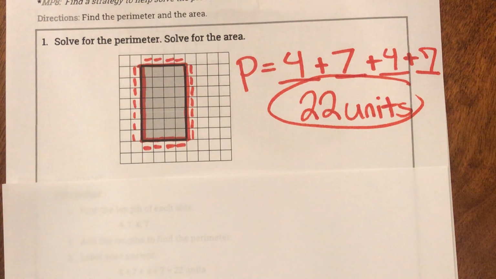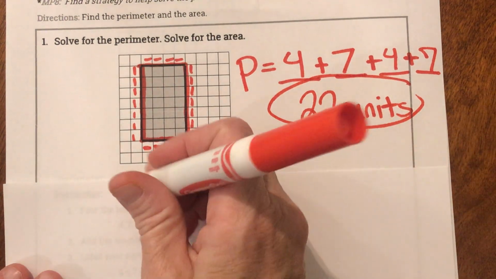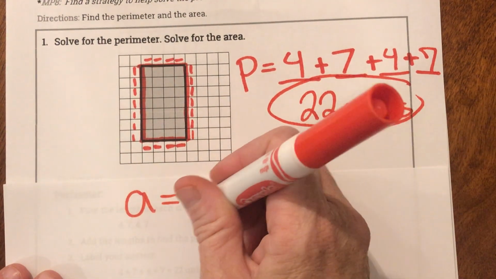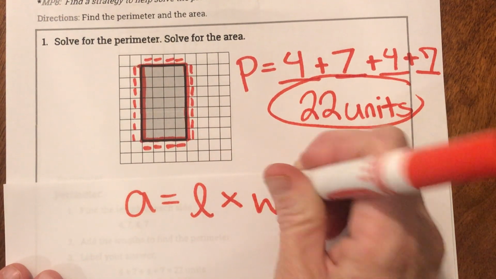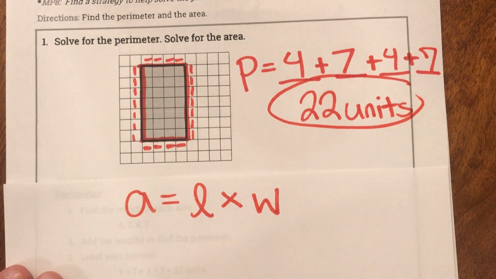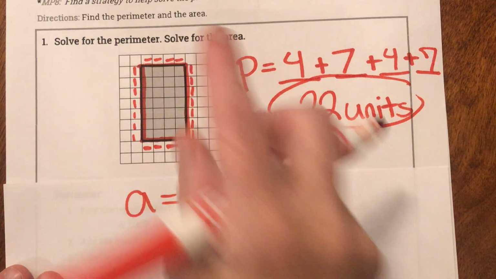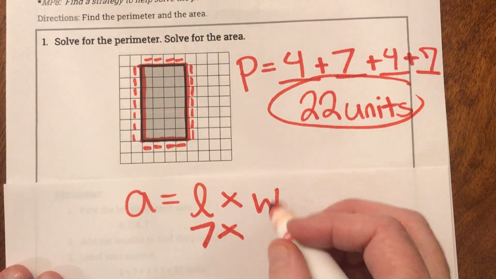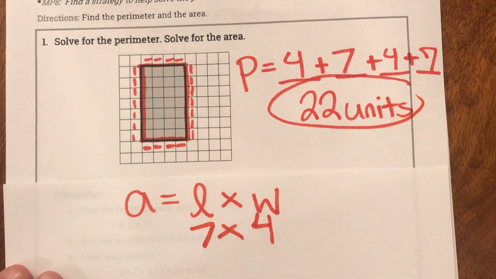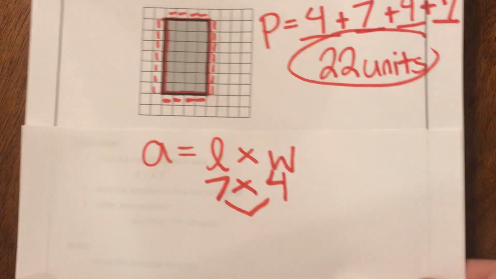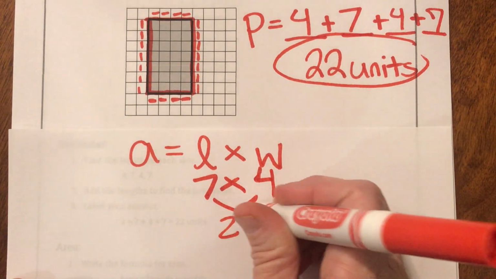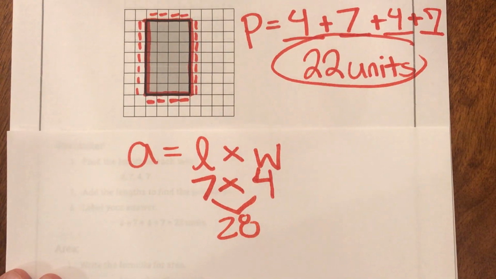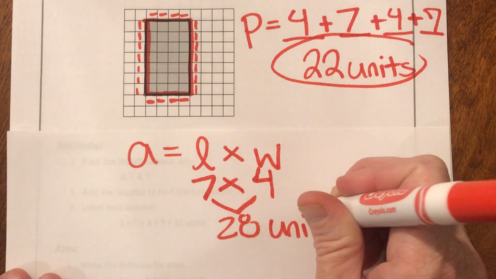Okay, when I find area of this shape, remember my formula for area is length times width. So my length, which is my long one, was 7. My width, which is my short one, is 4. And 7 times 4, I'm going to use my little caret there. 7 times 4 is 28. And my measurement is units.